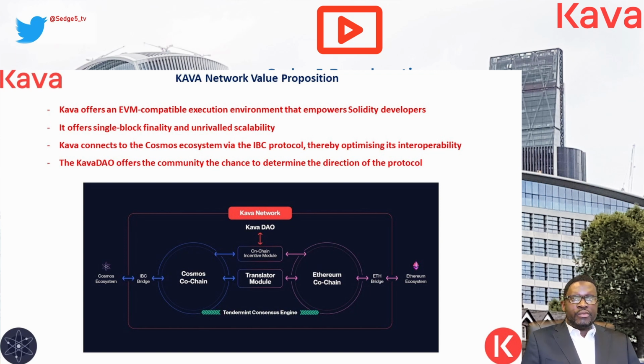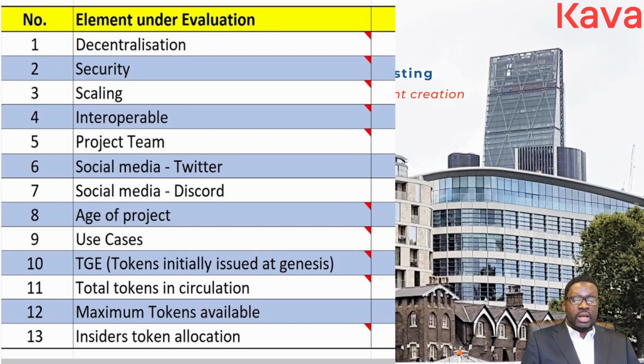Now, as part of our review, we are going to apply our DYO, our risk evaluation toolkit, where we review 13 different elements, and those 13 elements are as follows. You've got decentralization, security, scaling, interoperability, the project team, use cases, age of the project. Then we jump into tokenomics as well as social media presence.